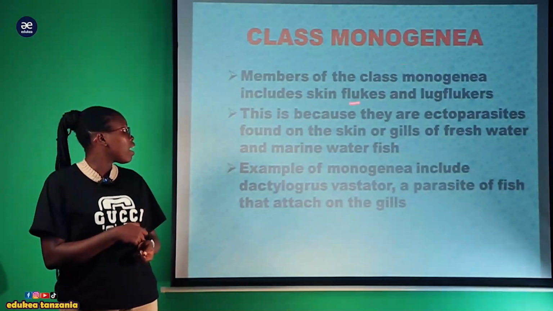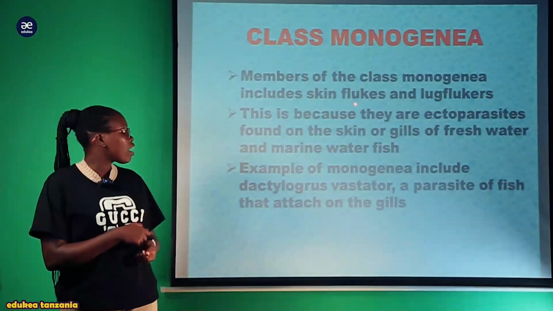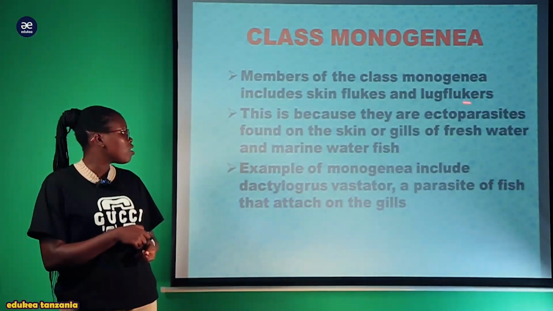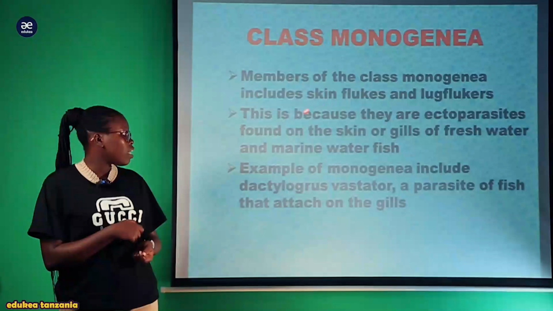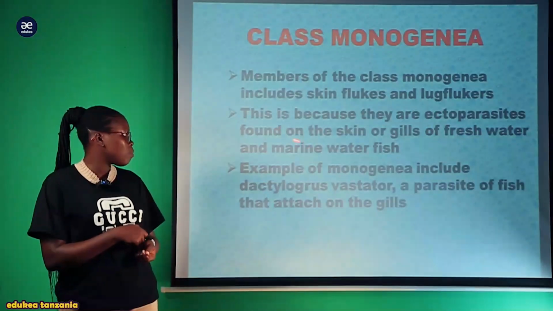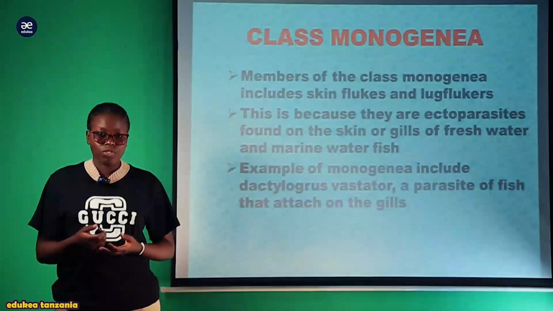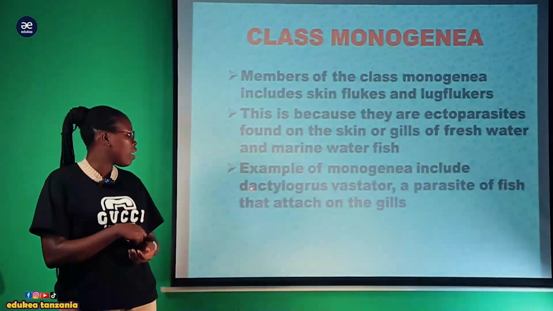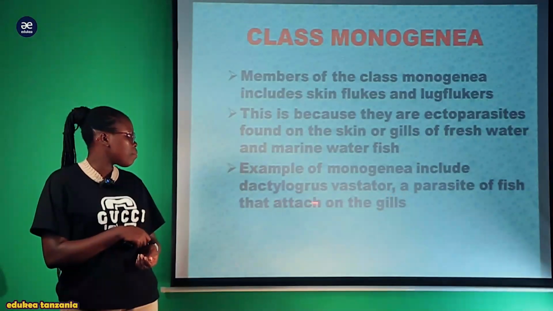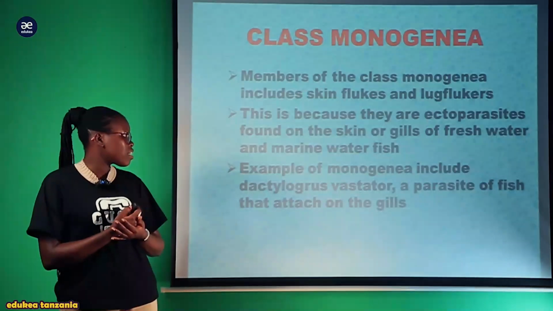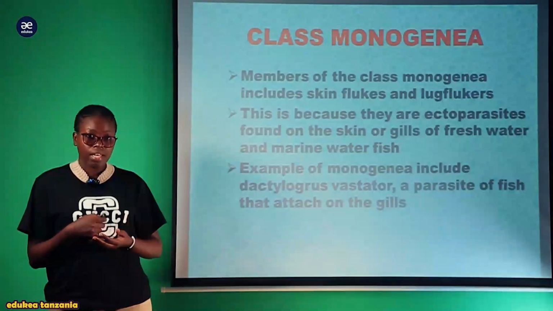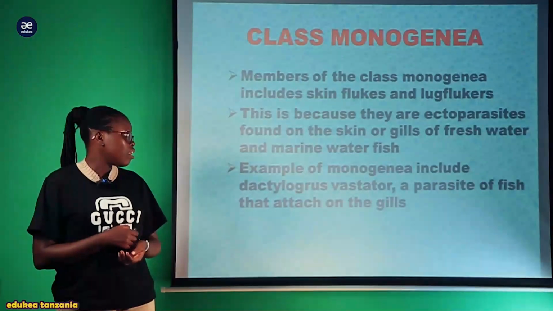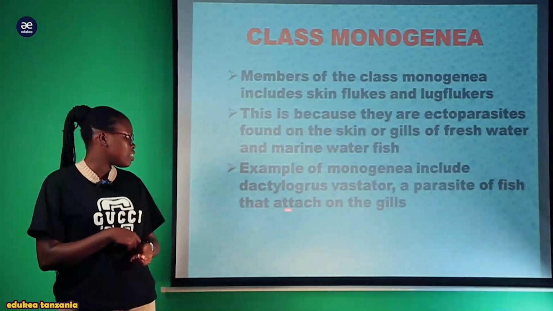So they include the flukes and the lungworm, and because they are ectoparasites, they are found in the skin or gills of freshwater and marine water fish. Example of Monogenea is Dactylogyrus vastator, which is one example of a member within the class Monogenea, and it is a parasite of fish that attaches on the gills.